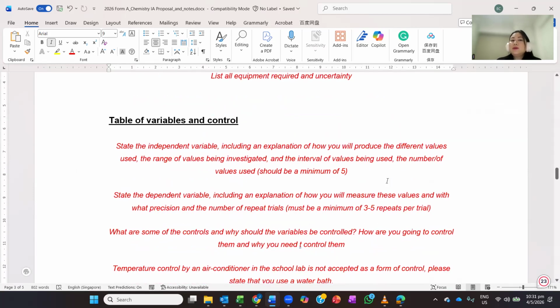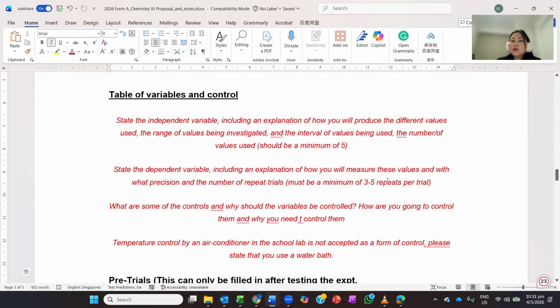Then you have a table of variables. So you will list out what is your independent variable, how you will vary it to get the values, and what is the range that you're going to look at, and what is the interval?